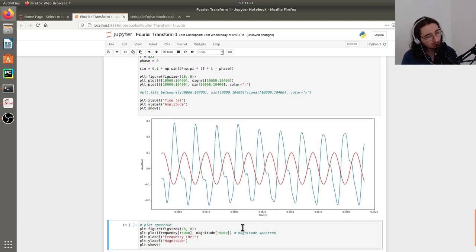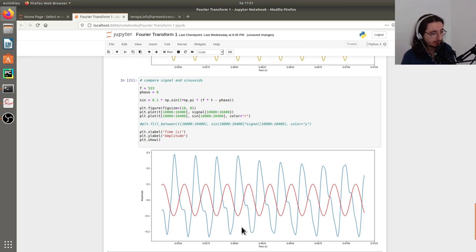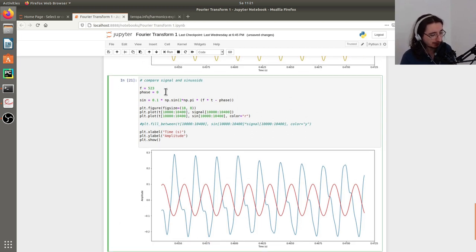But as you can see, the two waveforms seem to have a similar cycle, so a similar frequency, and that's because obviously the original signal has the fundamental, which is at 523, but they are somewhat out of phase. So we want to align those. How do we do that? Well, we can just increase the phase and see what happens.